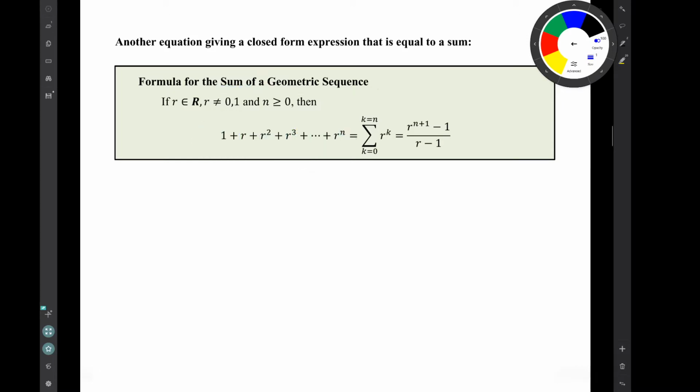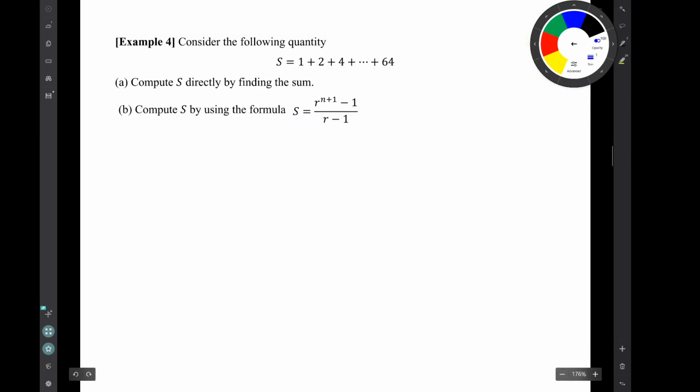So the formula that you can use to find the sum is this formula. So this equation says that that formula gives the same value as this sum. So for example, consider this quantity, 1 plus 2 plus 4, and so on, up to 64. So compute S directly by finding the sum.